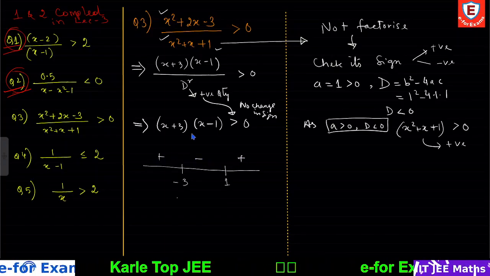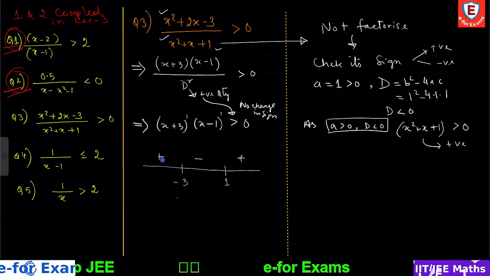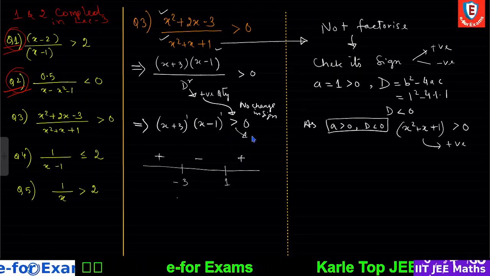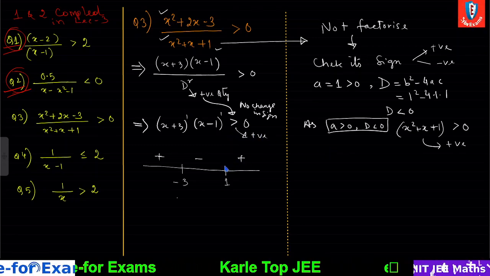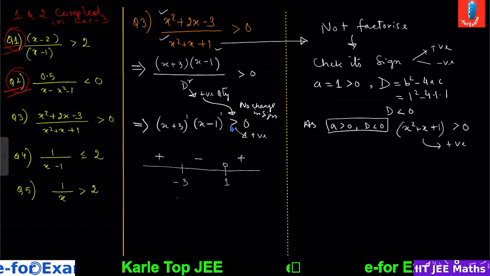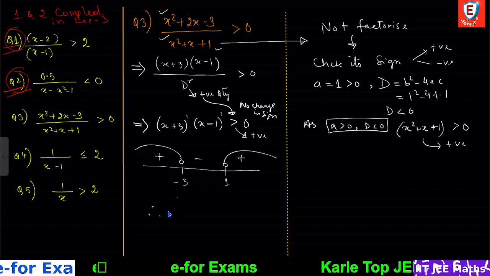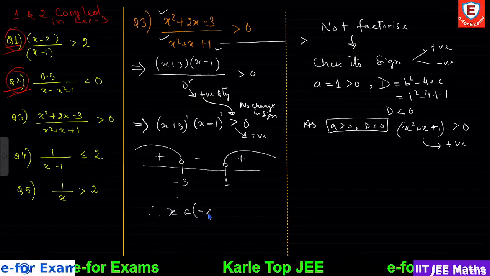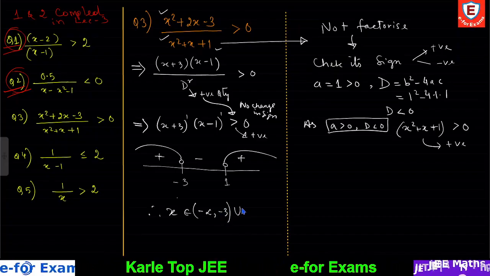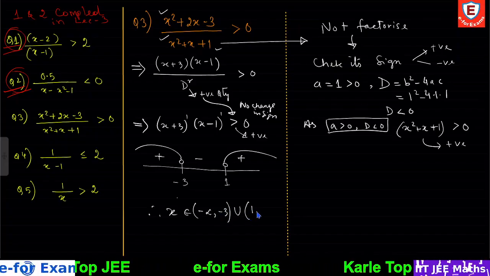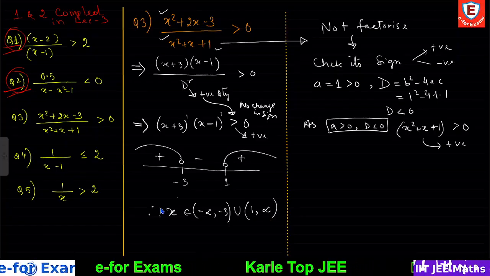Plus, minus, plus. As degrees are all odd, plus, minus, plus. It is greater than 0 means positive intervals. So positive interval means hollow circle because this is strictly greater than 0. This one and this one. So x belongs to minus infinity to minus 3 open bracket union open bracket 1 to infinity. This is the solution.